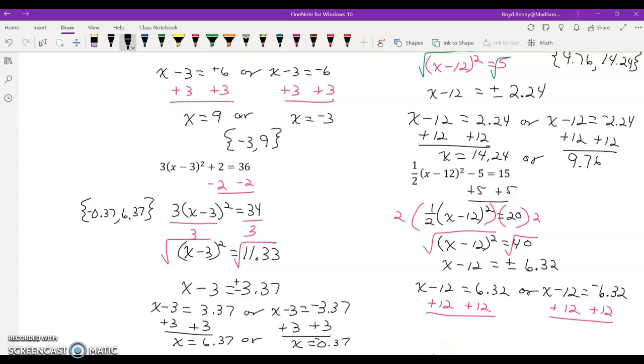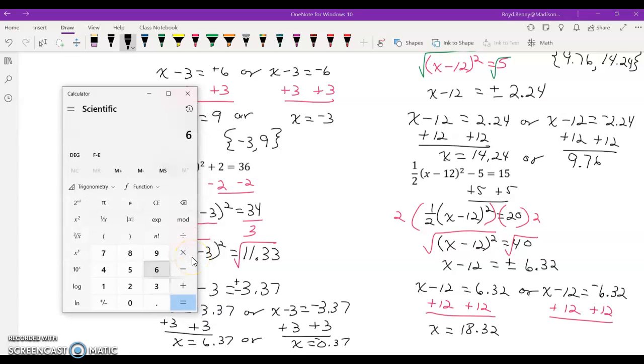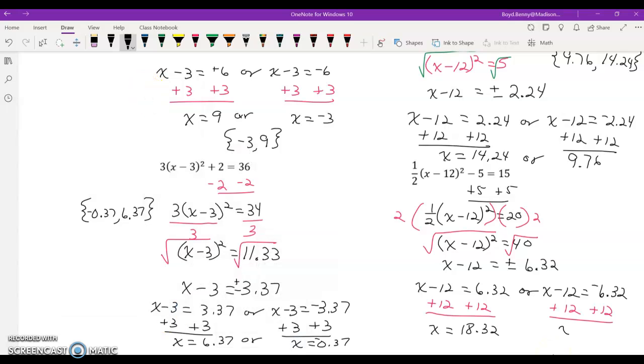So this solution would be x equals 18.32. For the other one, negative 6.32 plus 12 would leave us with 5.68. So x equals 5.68. So my solution set for this equation would be 5.68 and 18.32.